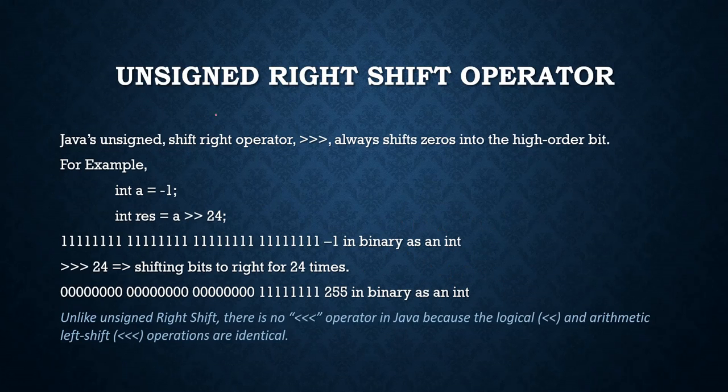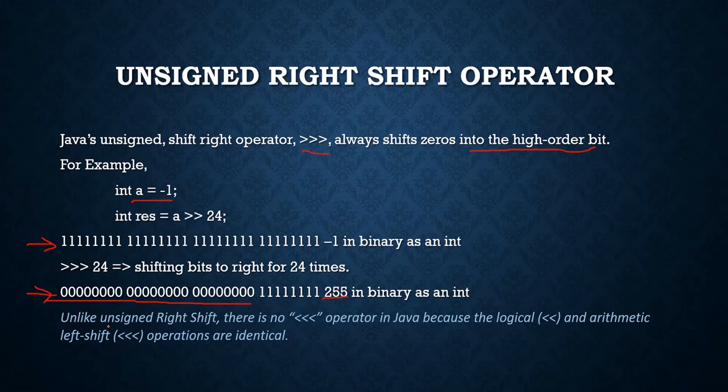And the next one is the unsigned right shift operator. Java's unsigned shift right operator is represented with 3 greater than symbols and always shifts zeros into the higher order bits. For example, if a is equal to -1, the representation of this integer looks like this. Now we are shifting 24 times towards the right. The result will be this one, which is equivalent to 255, an integer value. So this is about the unsigned right shift operator.